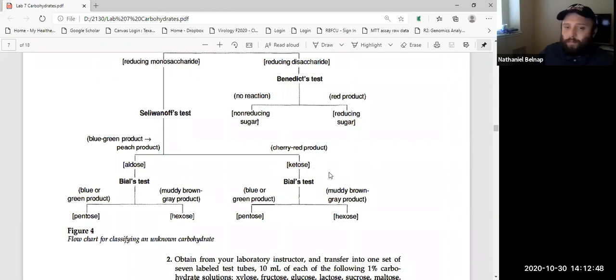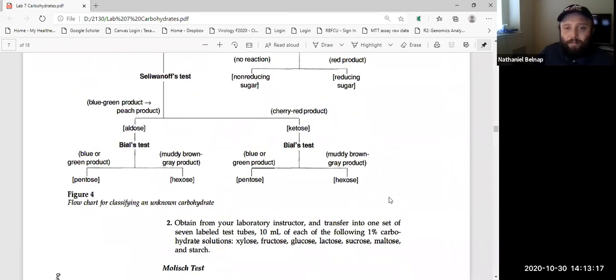Which is a little confusing, because why are there two, how is this an aldose and then a ketose? Whatever, that's fine. Because aldehydes and ketones are different. So you have also pentose and hexose. That's okay, whatever, it's fine. And then that's it. Sorry, I repeated myself there.